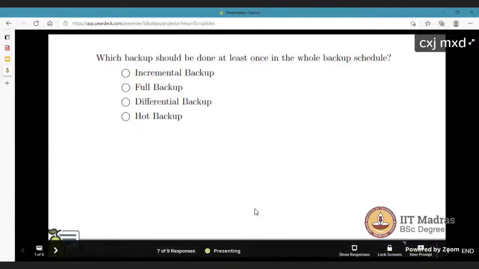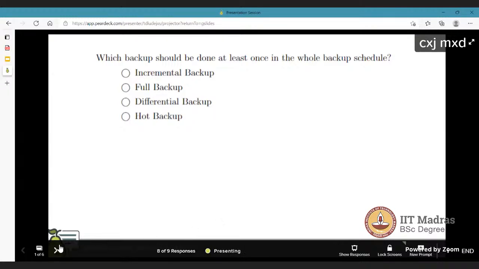Ma'am, it is the basis of all other backups. So each of them needs a full backup to start from. So we will basically need to back up everything, right? So we will need that once at least, right? Yes, ma'am. Okay.